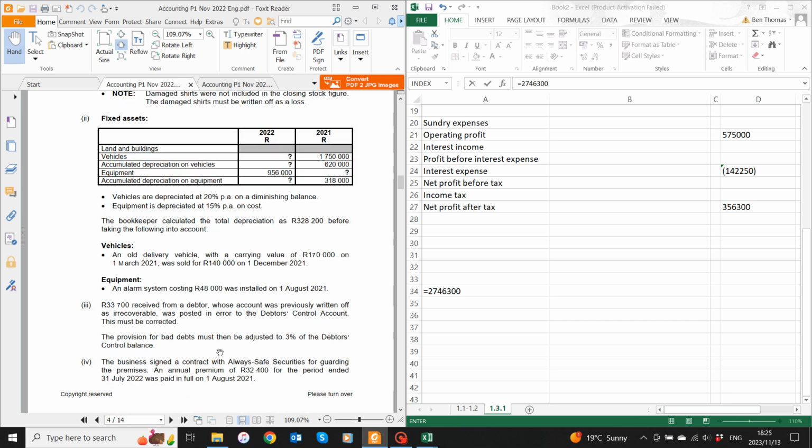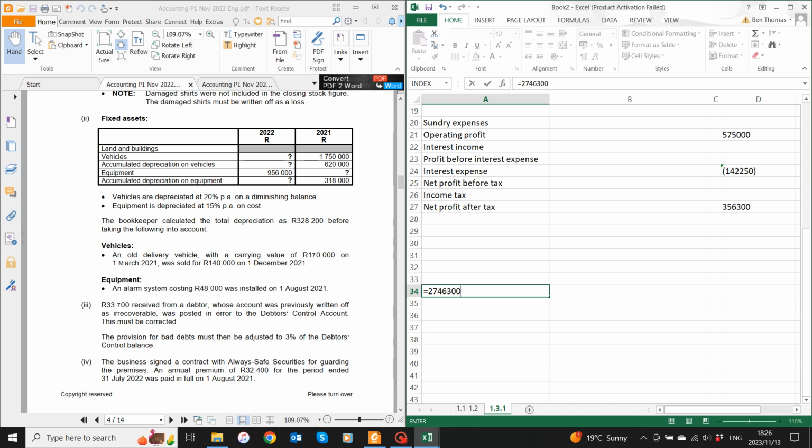Okay, now I want to go back to this adjustment. They're telling you that 33,700 received from a debtor whose account was previously written off as irrecoverable was posted in error to the debtor's control account. Okay, so guys, when they say that, it means they said, okay, this debtor came back and they're paying us money, right?